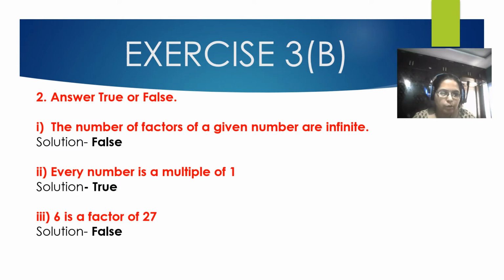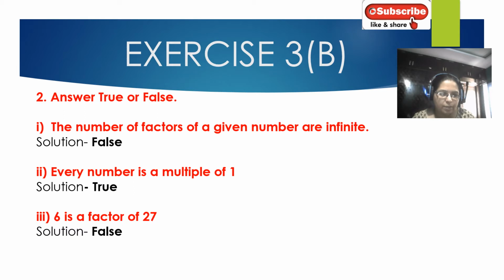Now we solve question number 2. Question number 2 is answer true or false. First bit is the number of factors of a given number are infinite. Answer is false. Second bit, every number is a multiple of 1. True. We multiply every number with 1, we get the number itself. So every number is a multiple of 1.